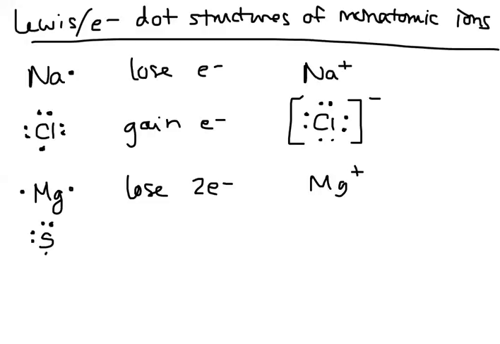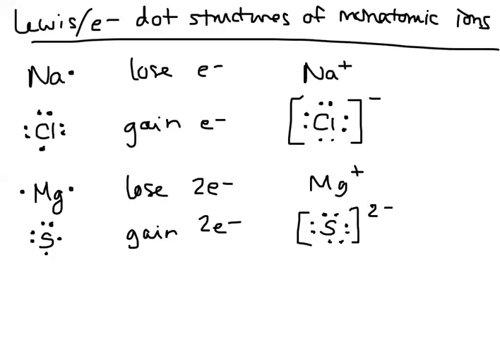What does sulfur do to become sulfide? Gains 2. So how many electrons is sulfide going to have? It's going to have the full octet, because that's the whole reason it gained those 2 electrons. Once again, a charge of 2-.